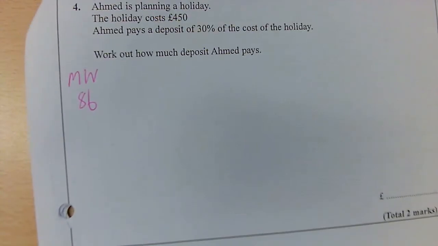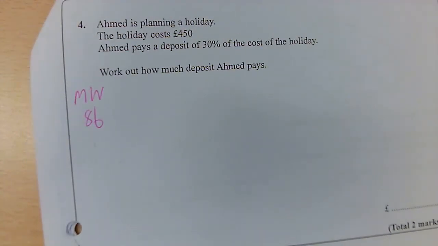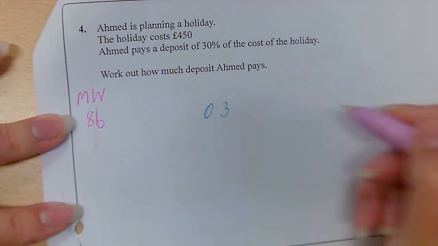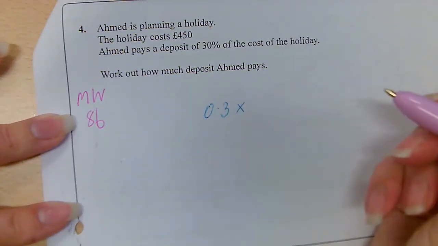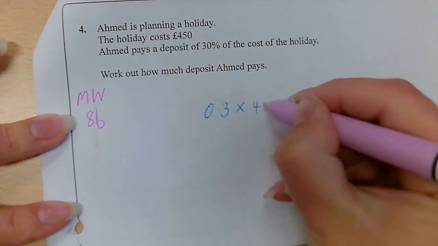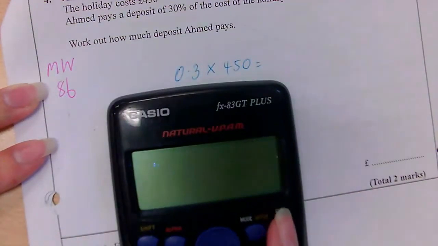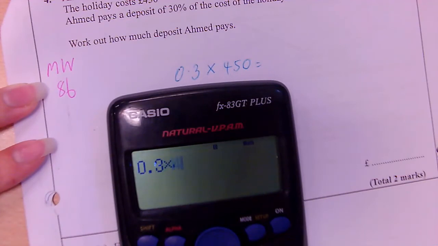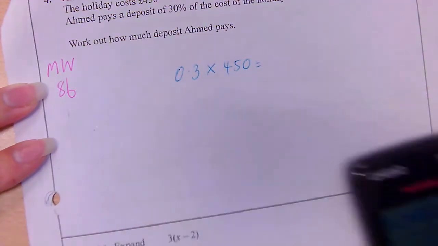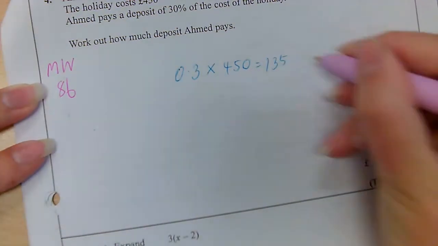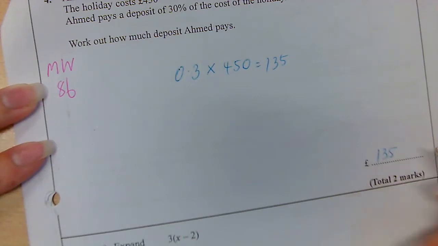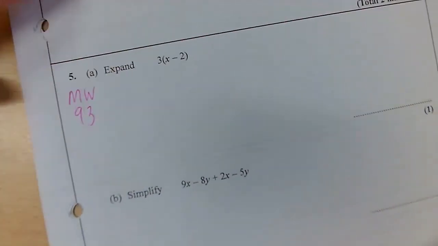Okay, let's have a look. So Ahmed is planning a holiday. The holiday costs £450. He pays a deposit of 30%. How much does he pay? Super easy question if you've got a calculator. We want 0.3, which is our 30% of, because of means times, 450. Yes, you can work out 10% and times it by 3, but the quickest way to do it is 0.3 times 450, which is going to give me 135. Okay, £135.